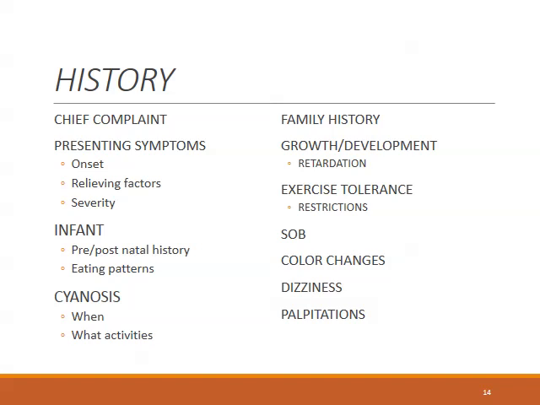Now, history, you need to find out the chief complaint. You need to look for any kind of presenting symptoms. When was the onset? What kind of relieving factors? The severity of the symptoms. You need to include the caregiver in getting this history. If it's an adolescent, they should be the primary historian.